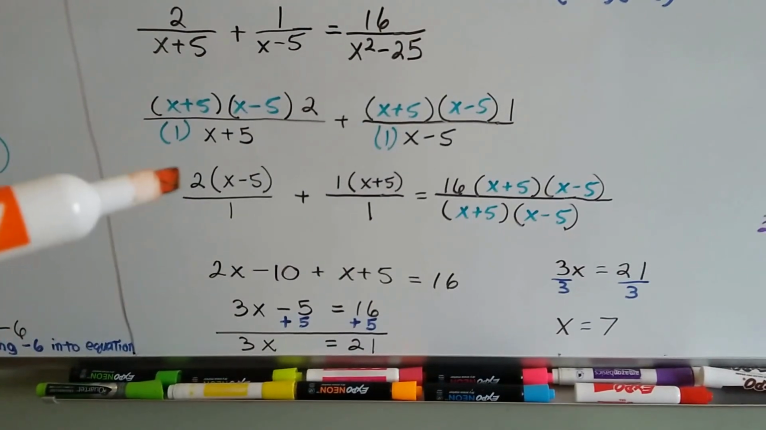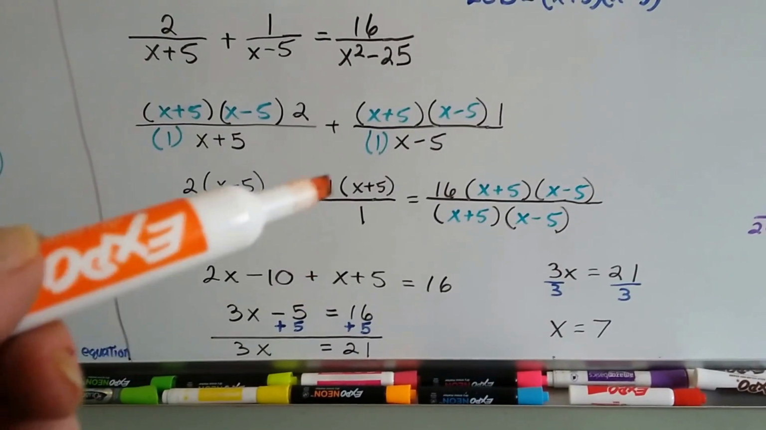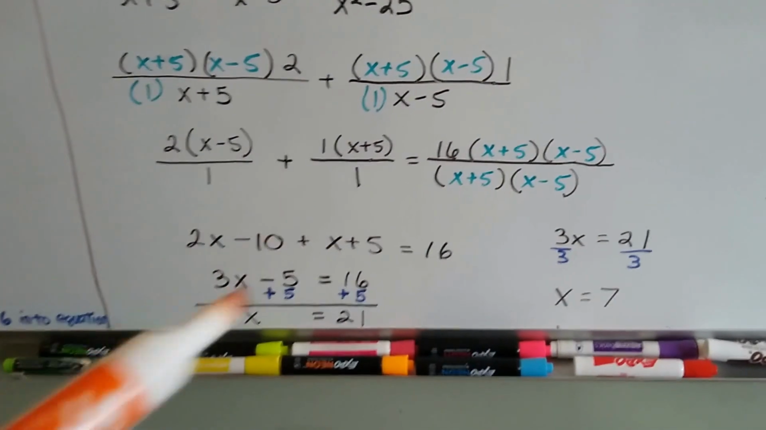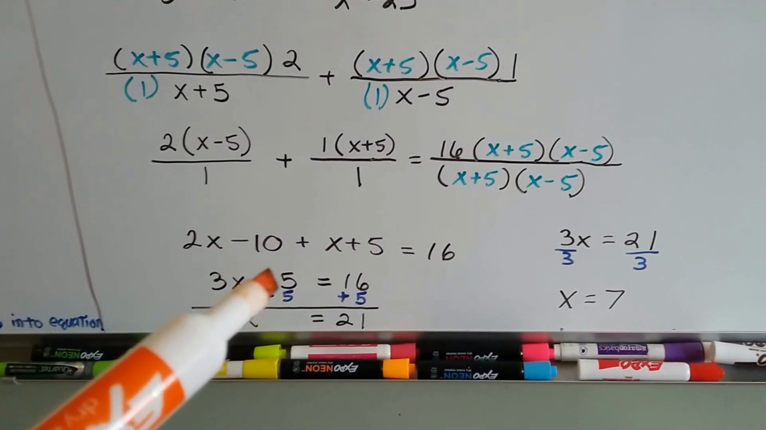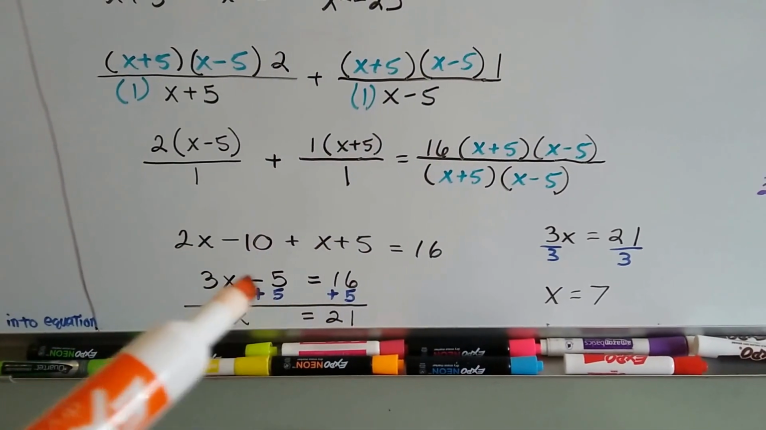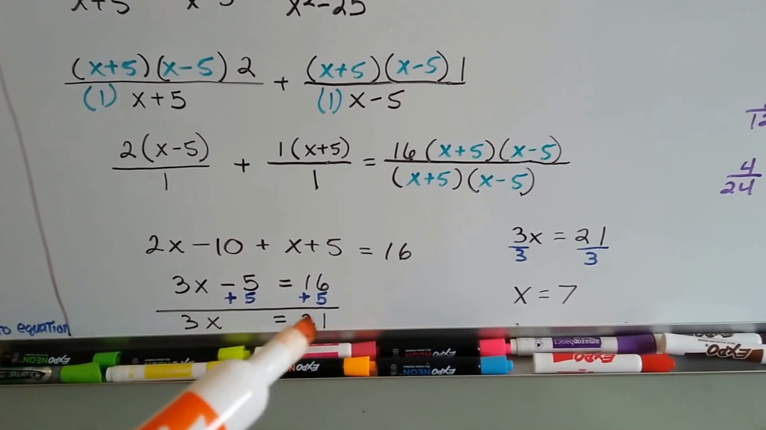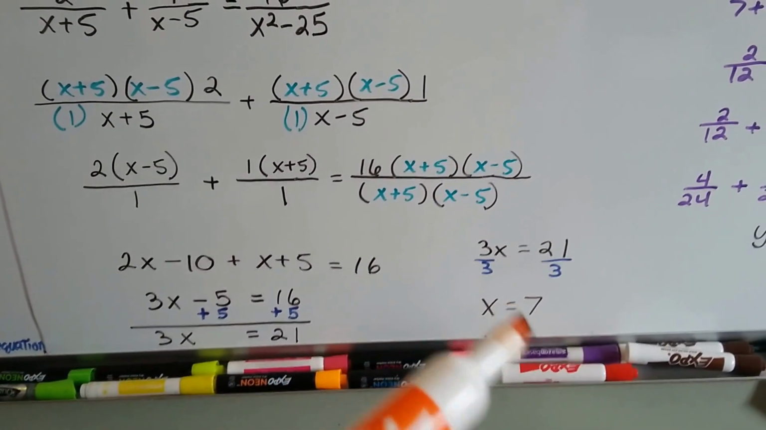So now what we've got is 2x minus 10 plus x plus 5 equals 16. We combine the like terms, and negative 10 and 5 is a negative 5. We subtract 5 from each side of the equation to isolate this x. We get 3x equals 21. We divide each side by the coefficient 3, and we get x equals 7.